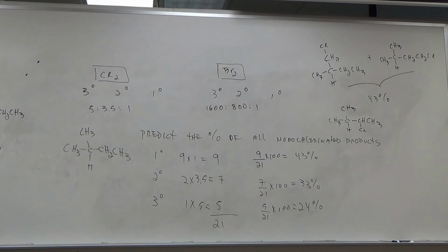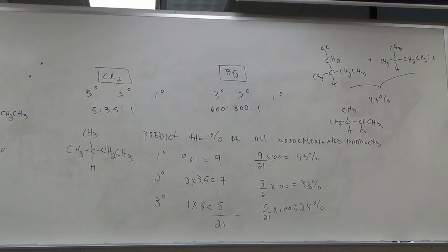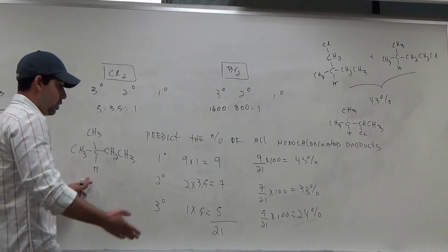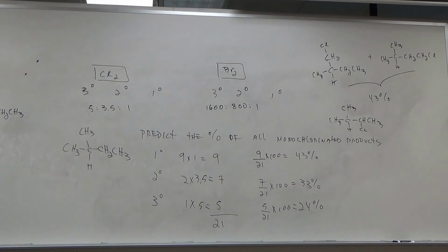It tells you the percent of the product. That's the number you get. If you run the experiment, if you mix this stuff together, that's the percent you get of each one. So if you wanted to make this one with a chlorine here, that's what you would make, 24%. You just gotta separate it, but you have 24%.